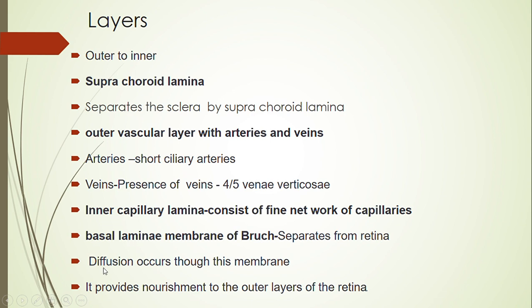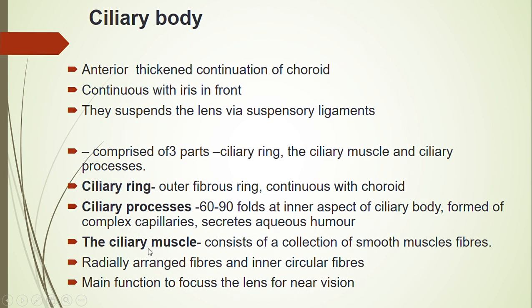The basal lamina helps in diffusion, through which the nourishment passes to the outer layers of the retina. So this is a function of the choroid, which nourishes the retina, as most of the blood vessels are present in it. From the blood vessels, the nourishment passes to the inner layers.